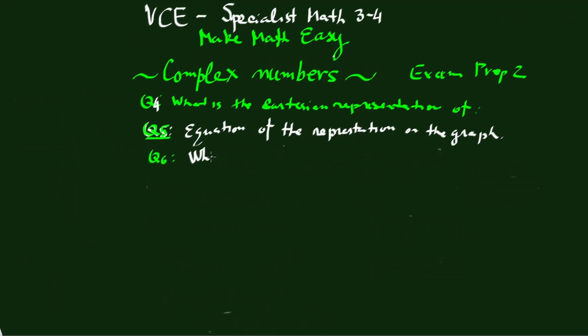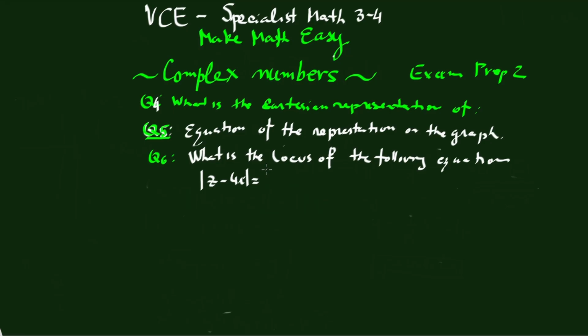Now question number 6. What is the locus of the following equation? The locus of the following equation. So we know how to do that. Let's say |z minus 4i| equals |z minus 4|.